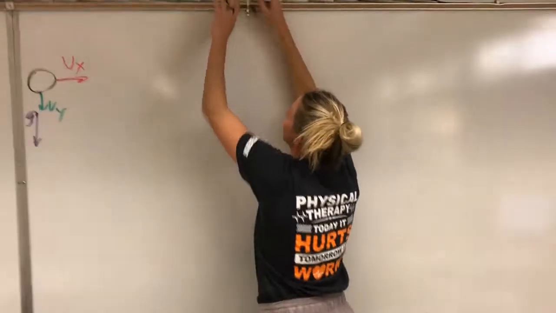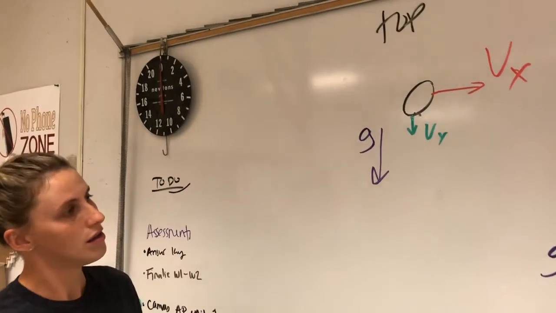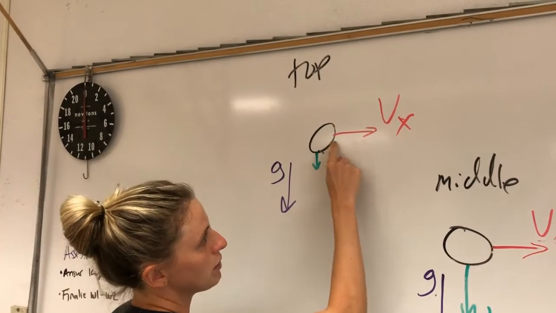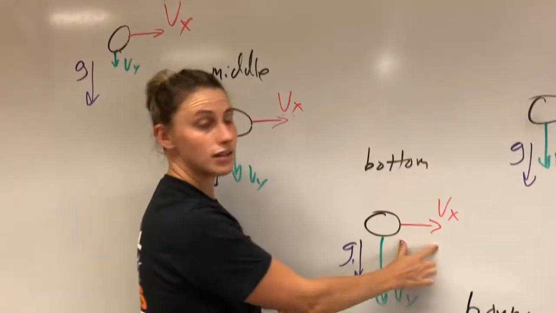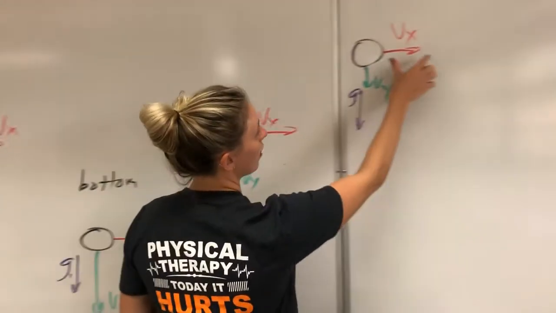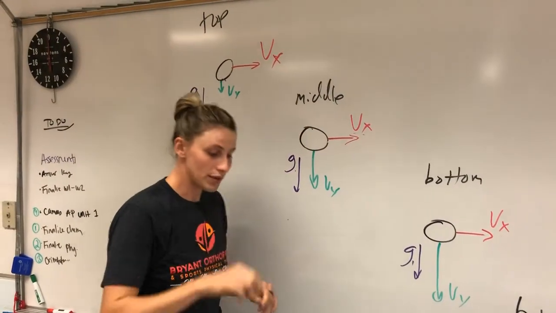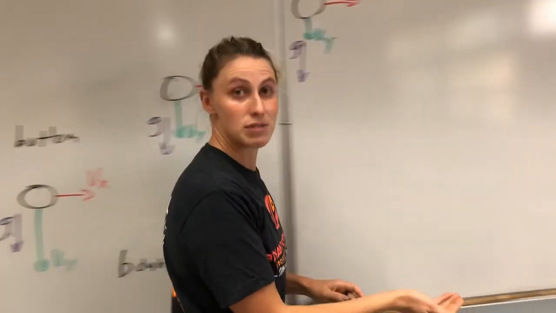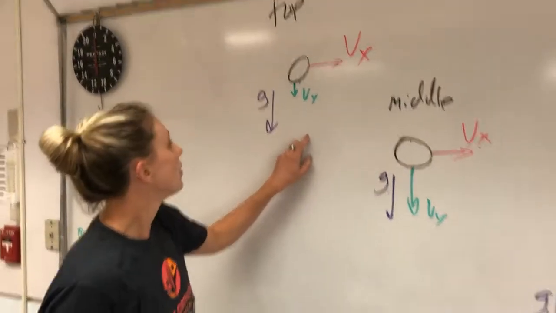So let's take a look at what this looks like. When I was walking with the golf ball and I dropped it, my walking speed, my velocity in the x direction, was constant. It was the same throughout. And how do you know it was the same throughout? Because when I drop the ball, it comes exactly back to my hand. That's right.